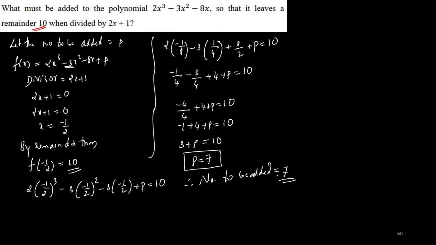Suppose if it is given to you, what is the number to be added so that this expression is a factor. Then instead of 10 over here, you have equated it to 0 by factor theorem. If it is given to you that 2x plus 1 is a factor, then instead of 10, you would have taken it as 0, because whenever you are dividing a polynomial by its factor, you are getting the remainder as 0. That's why you would have equated it to 0. I hope so. This is a simple question and quite direct question.